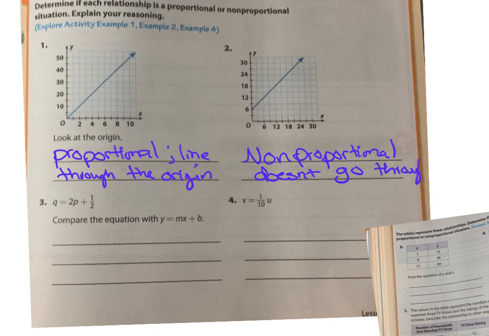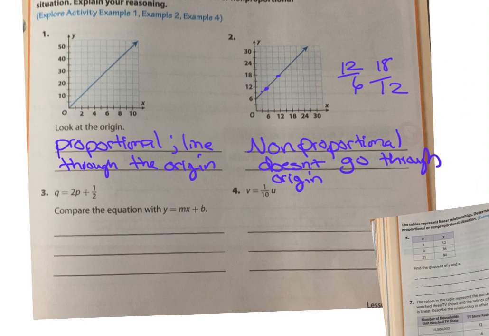Is our rate of change constant on this one? Yeah, because it's a straight. Wait, no. We would have 6, 2, so 12 over 6, and then the next one would be 18 over 12. It's not. So if it's non-proportional, your rate of change is not constant.